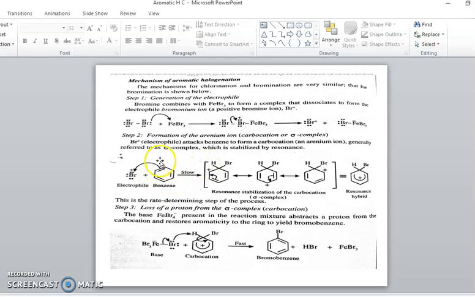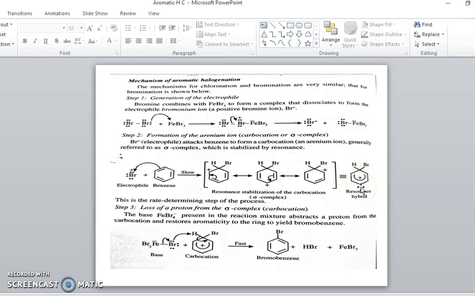Now since this electron is shifted, this carbon becomes electron deficient, which is represented with the positive charge. And now this pi electron will be shifted between these two carbons so that this carbon becomes electron deficient. So the electron density is moving towards the positive charge. Now this is the resonance hybrid called the sigma complex.